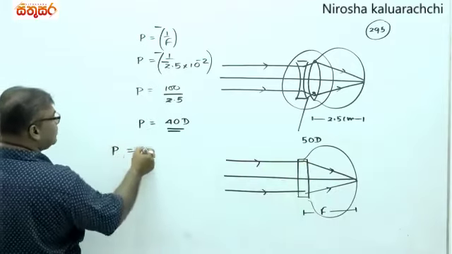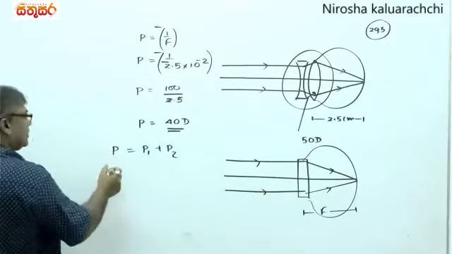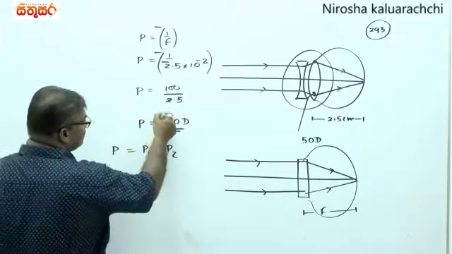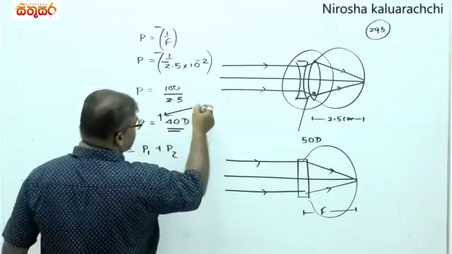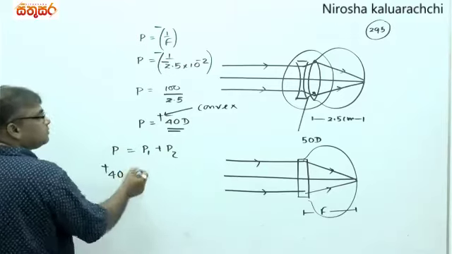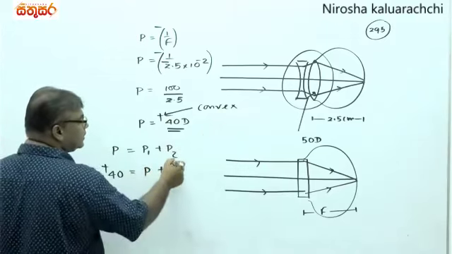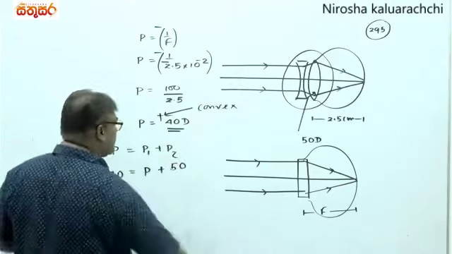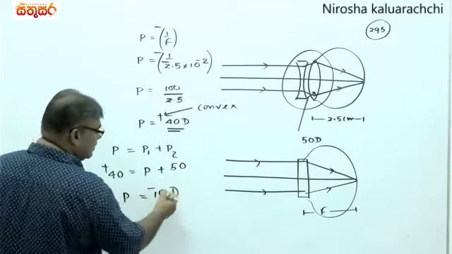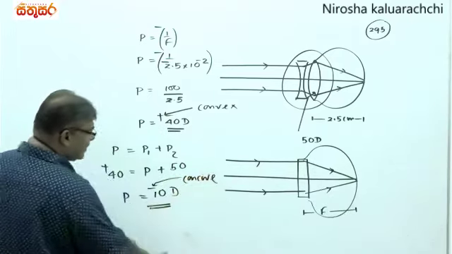Then power equals P1 plus P2, considering those two. Then the power of the combination is 40, and it could be positive. Positive power of the combined lens represents a convex lens. Here 40 equals P1, where P1 is the concave lens, unknown one, plus here 50, which is the convex eye lens. Then P1 becomes minus 10. Minus means concave. Right, this could be the final answer.